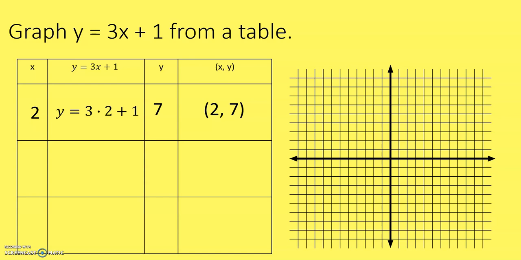My favorite x value to use is 0. Substitute it in. y equals 3 times 0 plus 1. Simplify, and y equals 1. And our ordered pair is 0, 1.